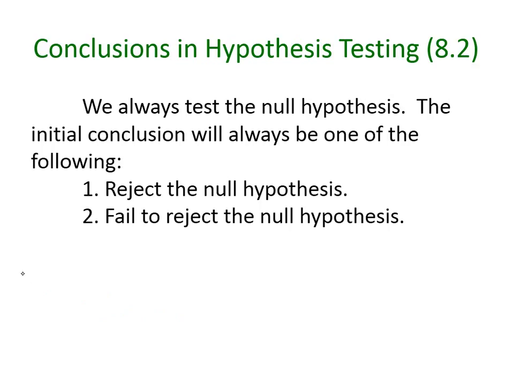All right, conclusions. We always test the null hypothesis. The initial conclusion will always be one of the following. Either you will reject the null hypothesis or you will fail to reject the null hypothesis. Those are our two conclusions that we can draw. Now, what we can do with it afterwards and how we word it into common day language, we're going to look at in just a little bit. But what we're testing is always that null hypothesis. And our null hypothesis is always that some value equals some number.